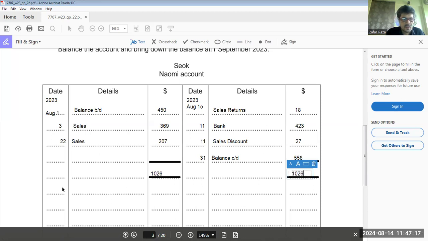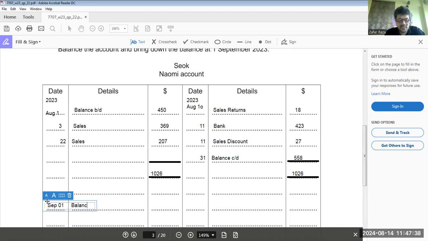1026. Okay, what we have to do? Please, all my beloved students, don't forget to write balance BD over here. What normally students do, they leave the T account here. After calculating balance CD, they leave the account and they move forward. Don't do that. Always write balance BD.